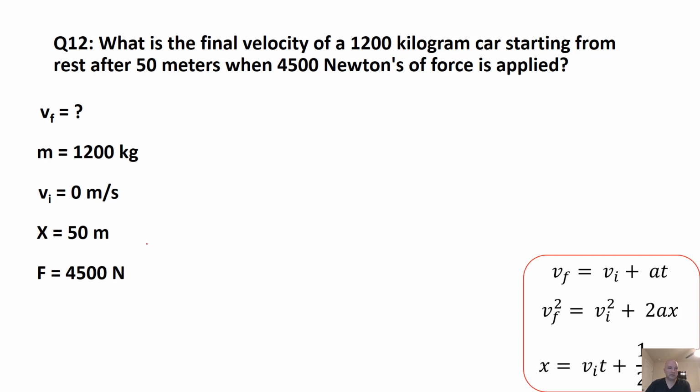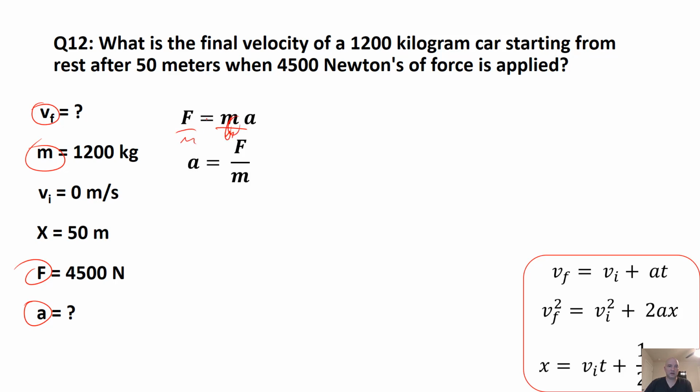So what we're looking at right now, we have VF, we have VI. We're asked for, and they're going to ask you for the final velocity. So we have X. If we can find A, then we can solve for VF. So we need to go ahead and use our mass and our force to solve for A. So F equals ma. We rearrange that, so you divide out the mass, you get A equals F over M.